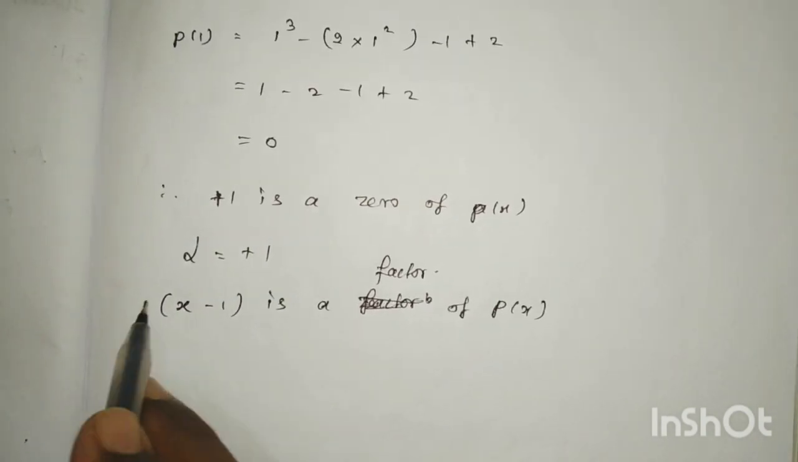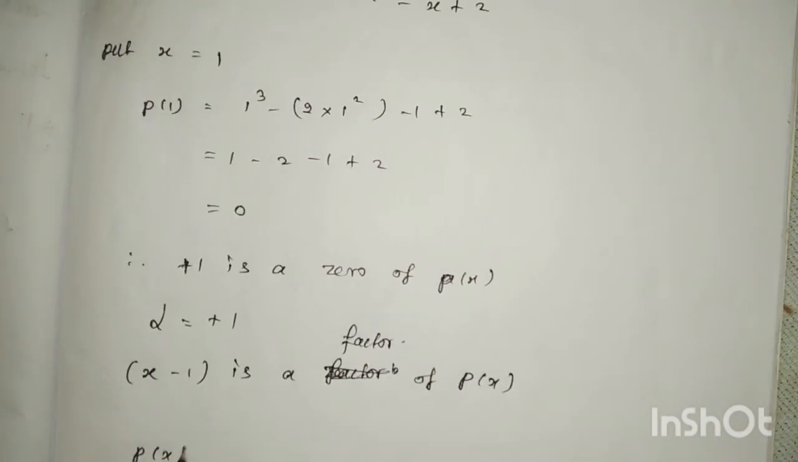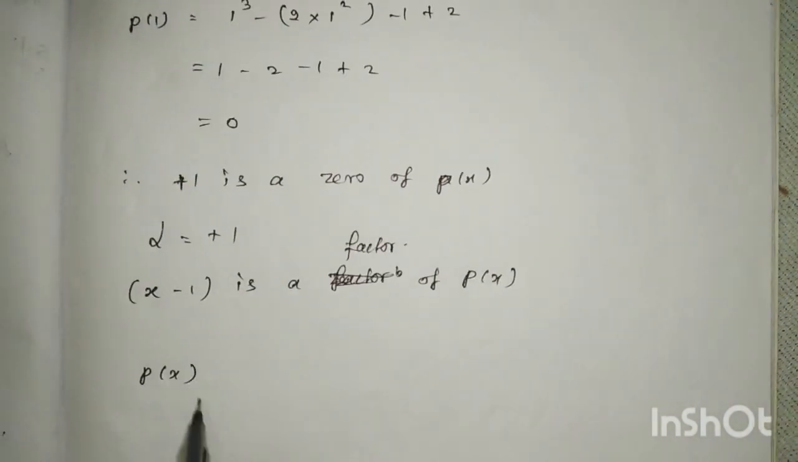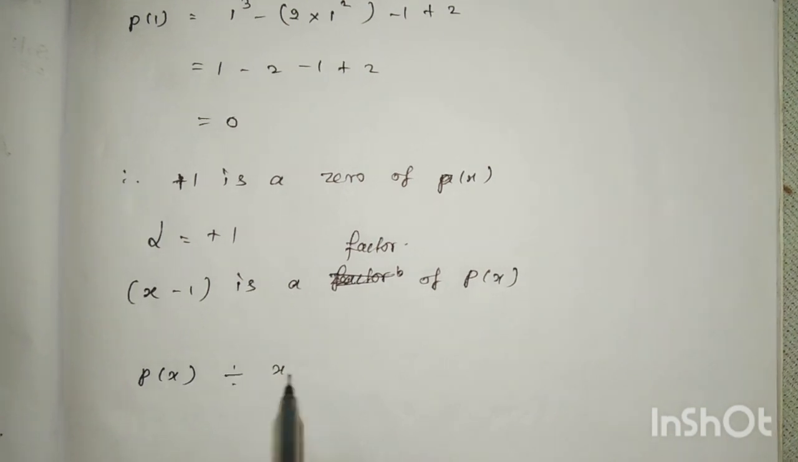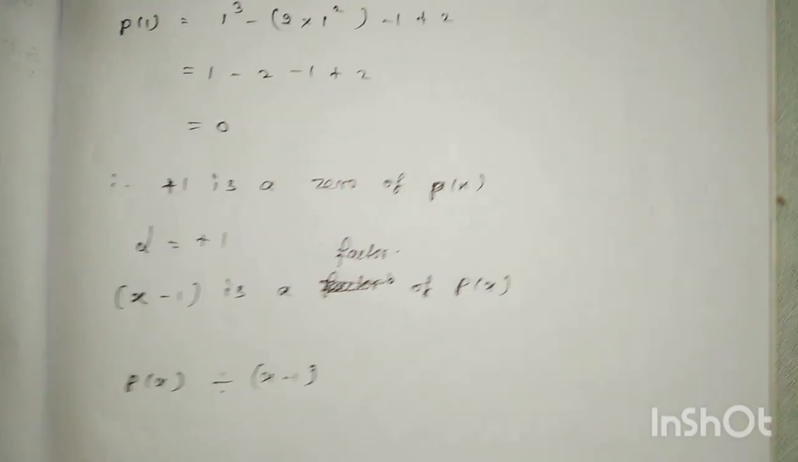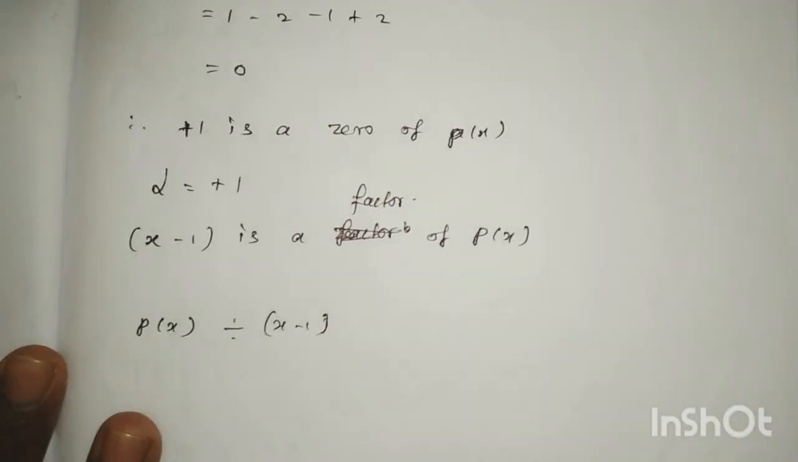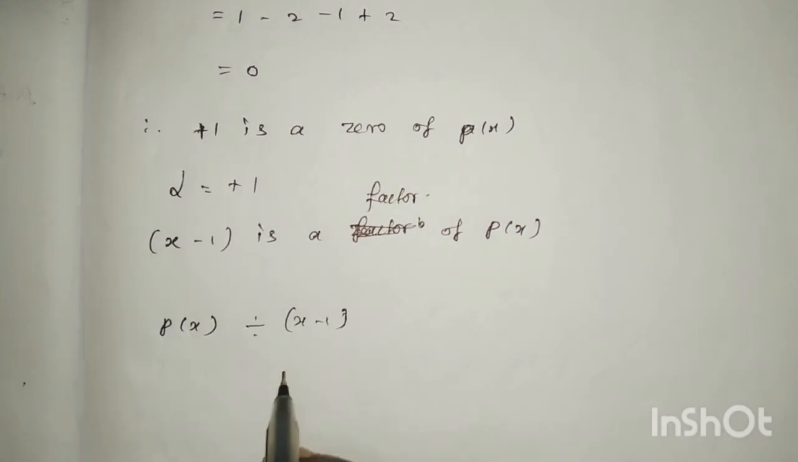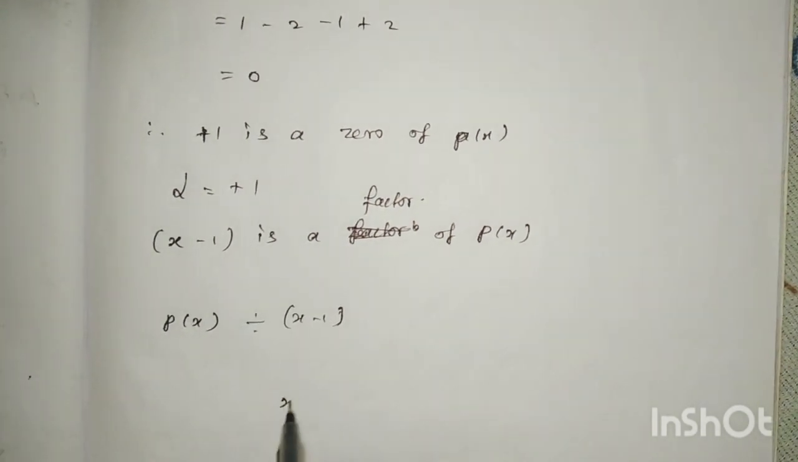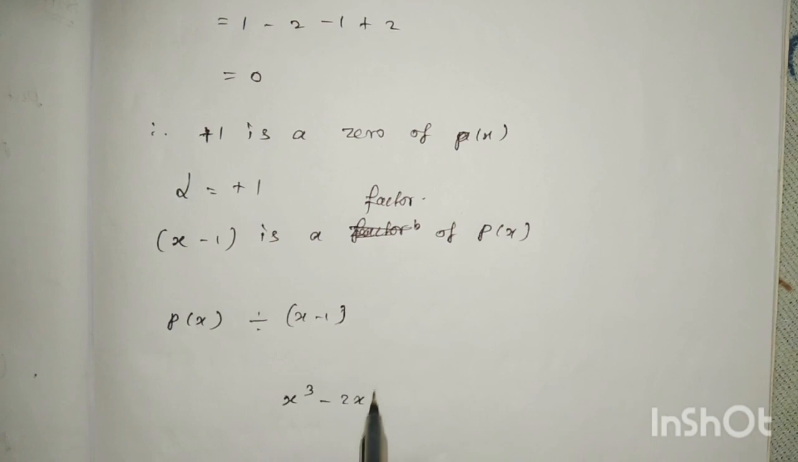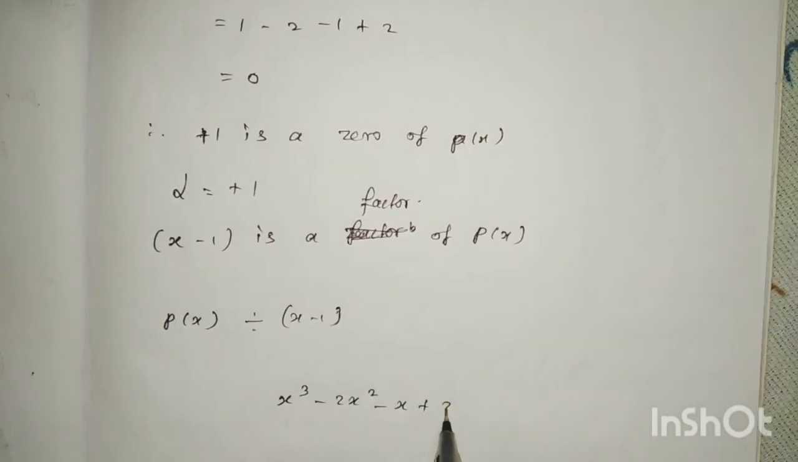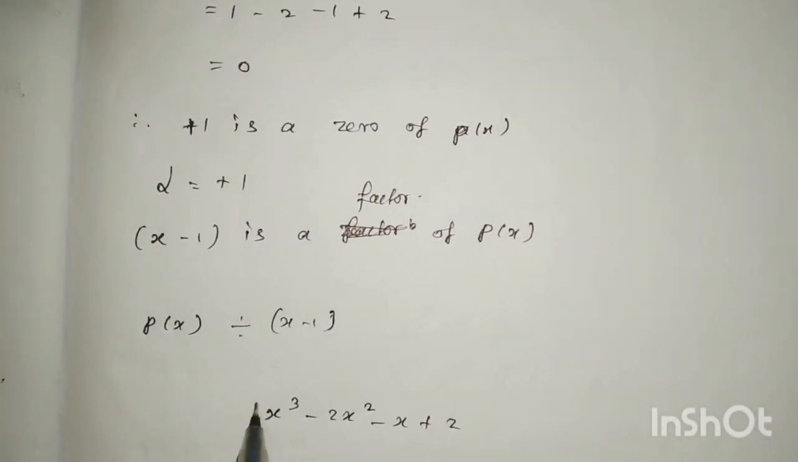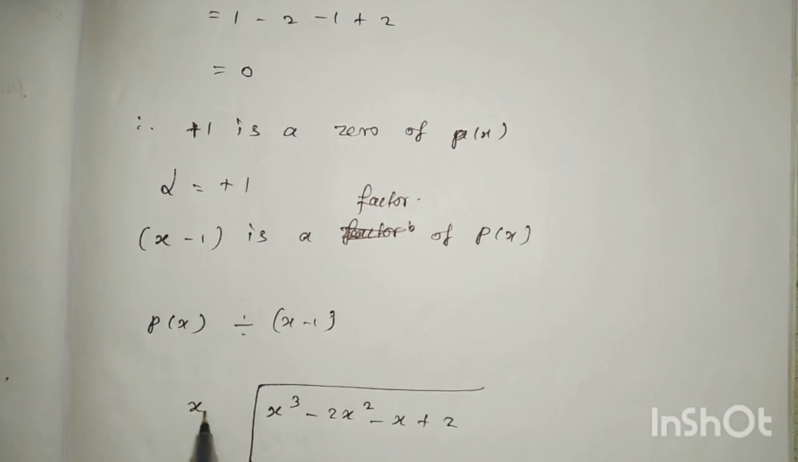So now we can divide p of x. We take this given cubic polynomial p of x divided by x minus 1. When we divide this, we get a quadratic polynomial. So we are dividing here, right? Next, as usual, polynomial division. What is the p of x in the given problem? x cube minus 2x square minus x plus 2 is divided by x minus 1.